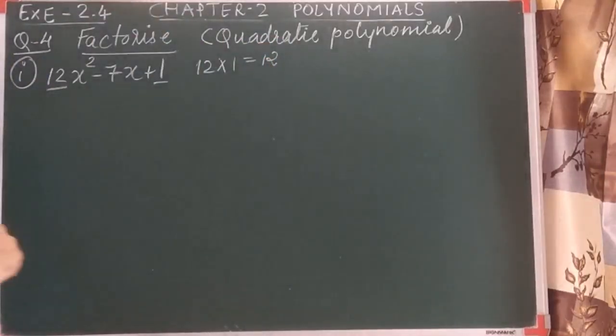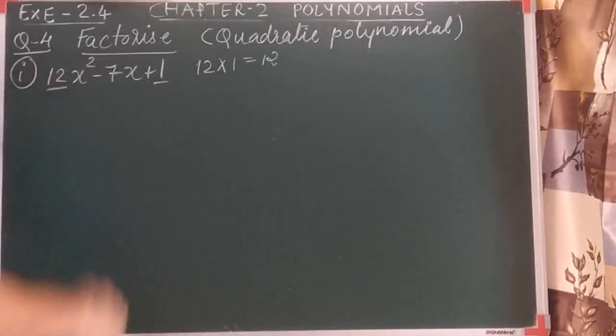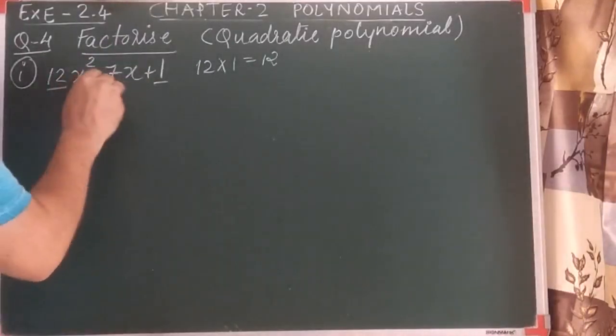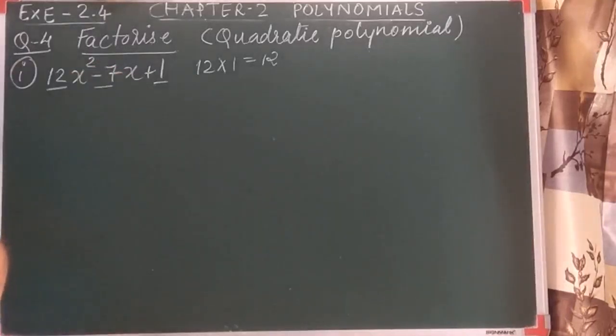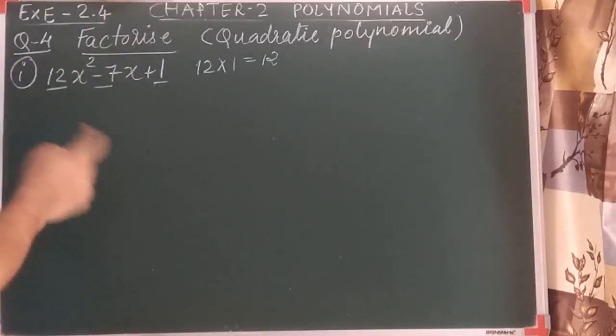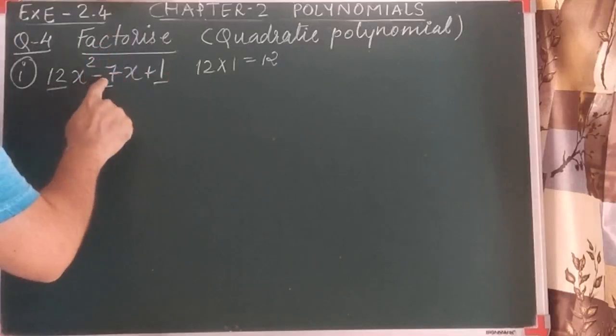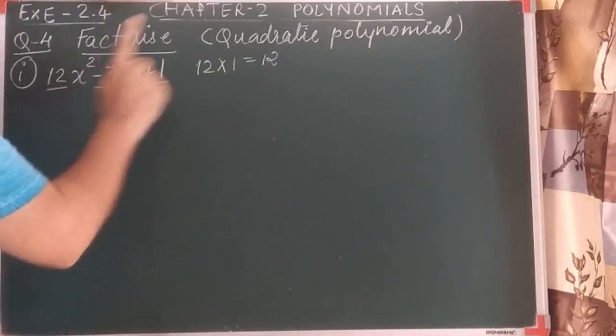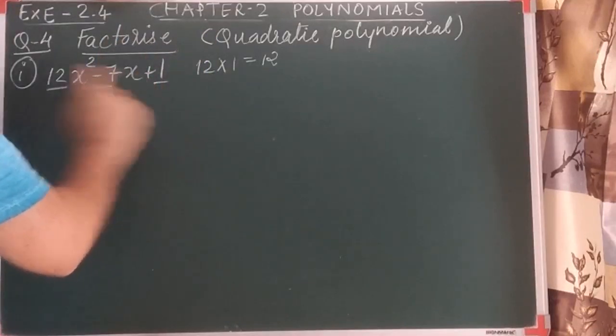Now you should ask the second question. We have to split which term? This factorization method is also called the splitting method. We have to split the middle term, that is -7. And we have to obtain -7 by addition based on the last sign.